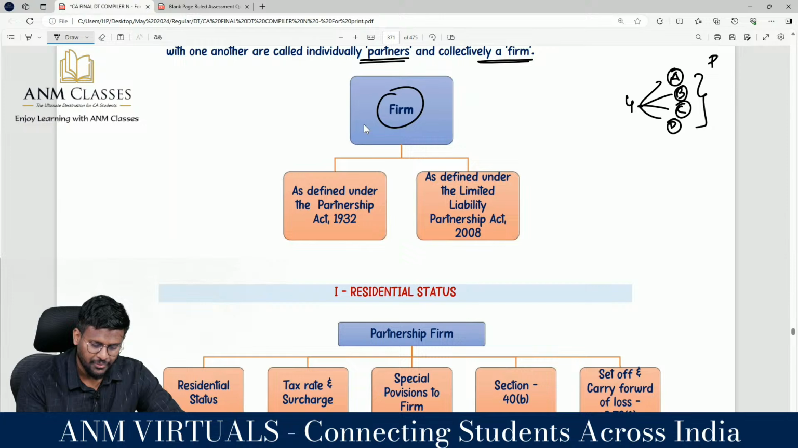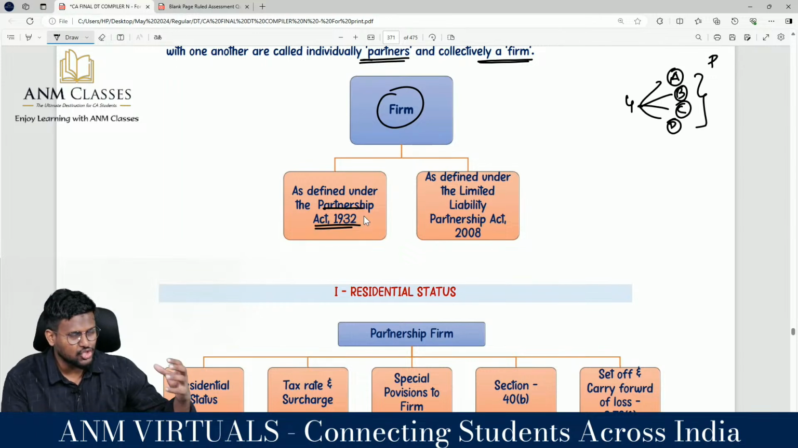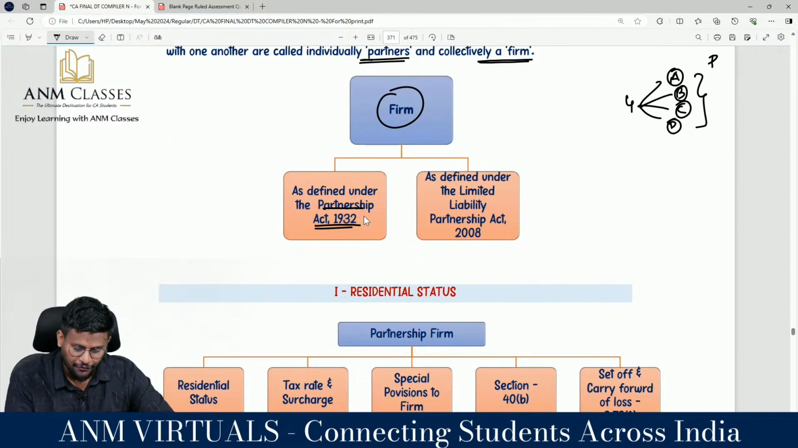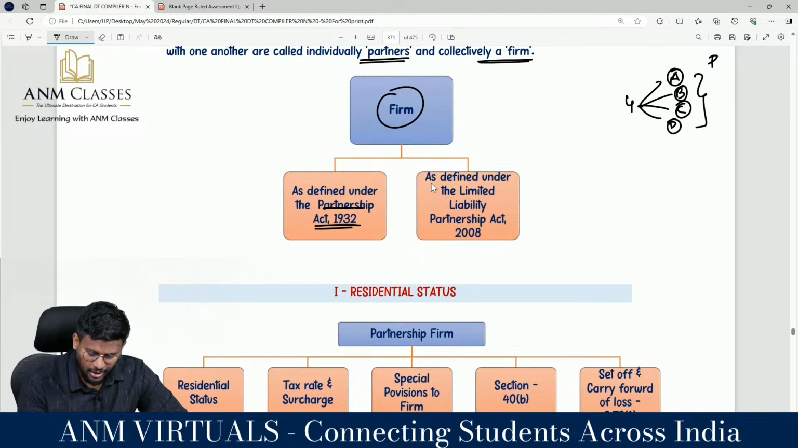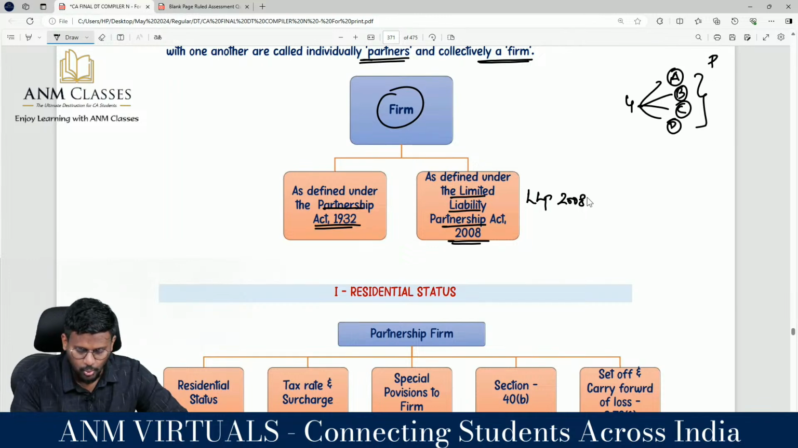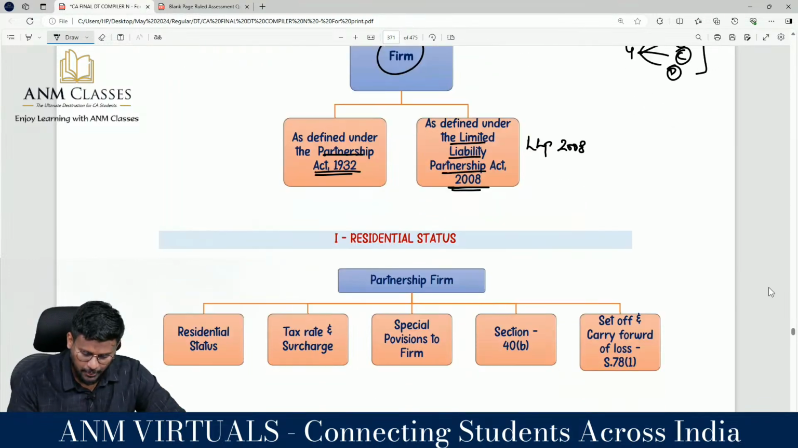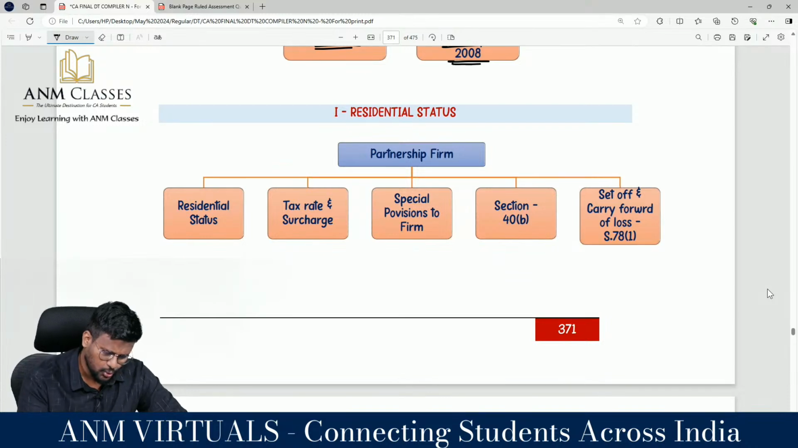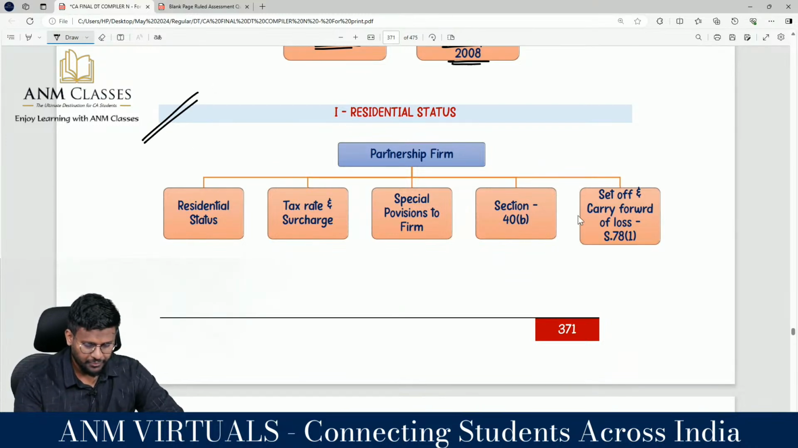So what is a firm? Firm is defined in the Partnership Act 1932. So in the Partnership Act 1932 we have defined what is a firm, or as defined under the Limited Liability Partnership Act 2008, that is a firm. So in this we are going to talk about 5 topics.